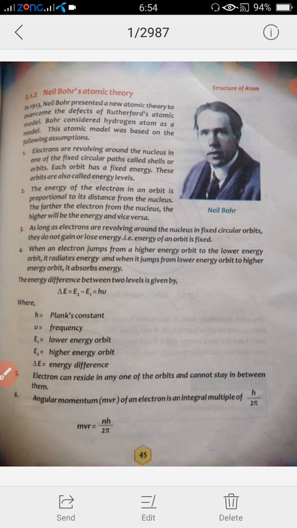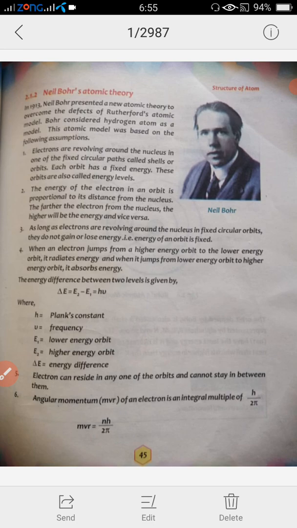Okay, and the third one is that as long as electrons are revolving around the nucleus in fixed circular orbits, they do not gain or lose energy. It means that the orbit or shell or the energy level has a fixed energy. This point explains that each orbit has its fixed energy. By the revolving of the electron, energy is neither increased nor lost by the electron.